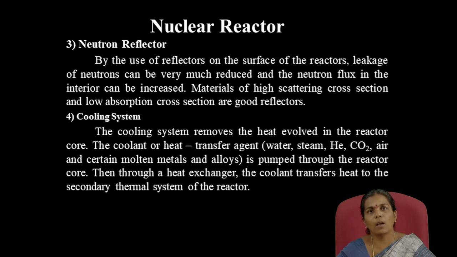The coolant or heat transfer agent, like water, steam, helium, carbon dioxide, air, and certain molten metals and alloys, is pumped through the reactor core. Then, through a heat exchanger, the coolant transfers heat to the secondary thermal system of the reactor.